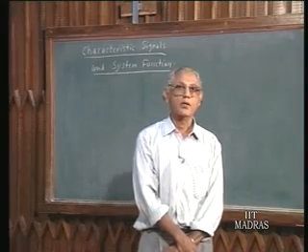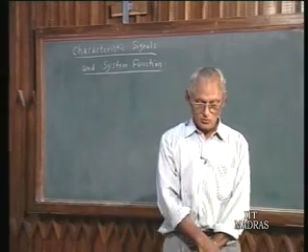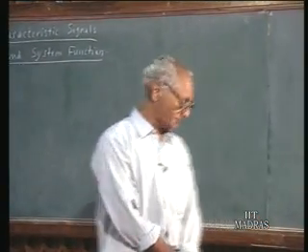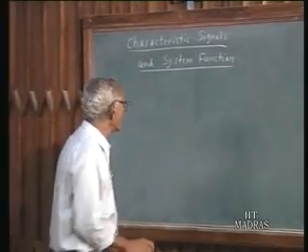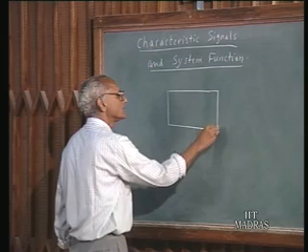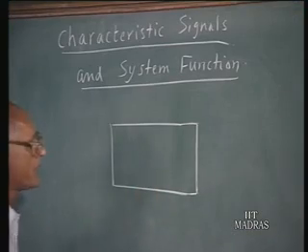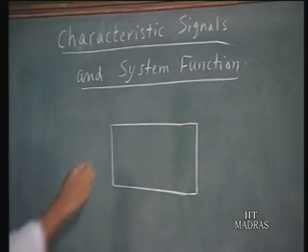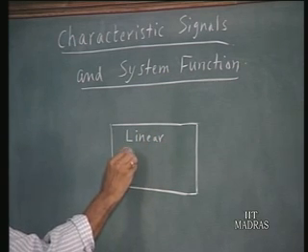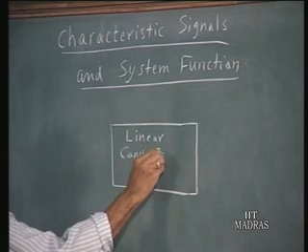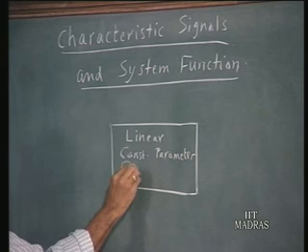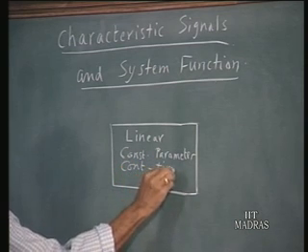Let us now introduce ourselves to the concept of characteristic signal of a linear system and the concept of system function. We will consider a linear time invariant, or constant parameter, continuous time system. Time invariant and constant parameter mean one and the same. So linear constant parameter continuous time system.